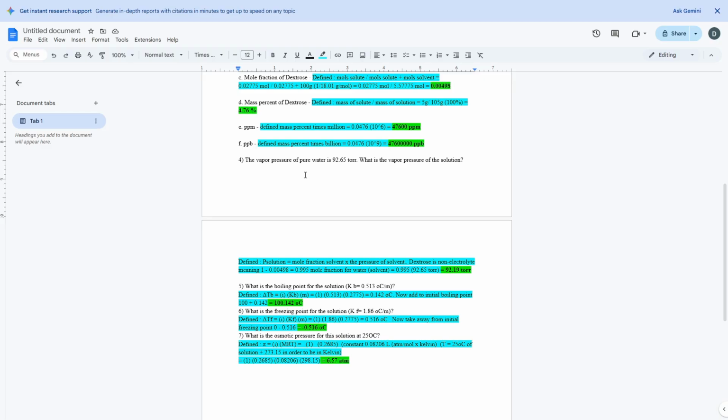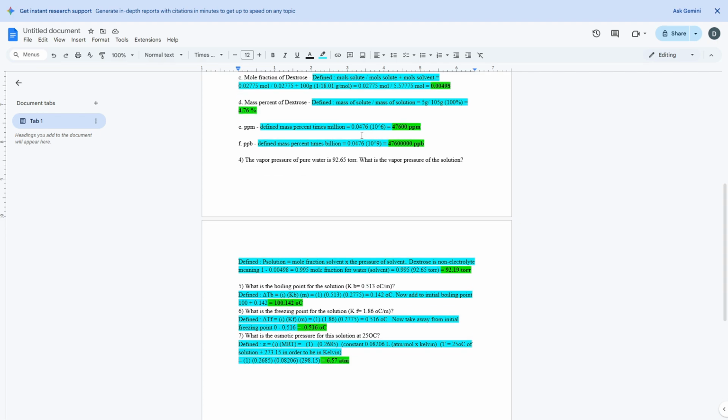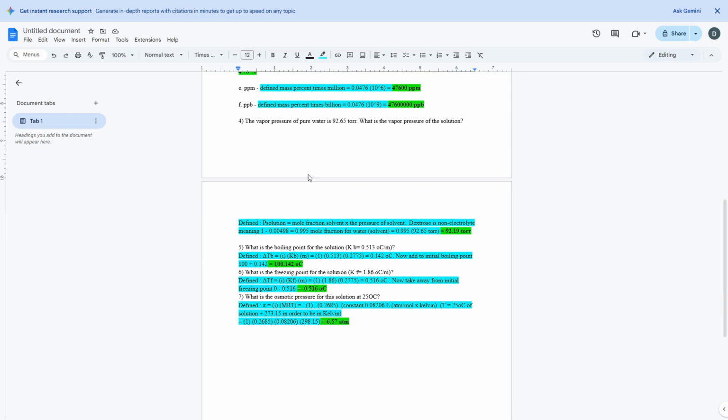Going on to the E, ppm is defined as the mass percentage times a million. So we take our mass percentage before we multiply it by the 100%. So the 5 divided by 105, and we get this 0.0476 times a million, which is just 10 to the 6th power, and we get 47,600 ppm. Same thing for the billion, except we're multiplying it times a billion, which is 10 to the 9th power, and we get 47 million, I believe, 600,000.